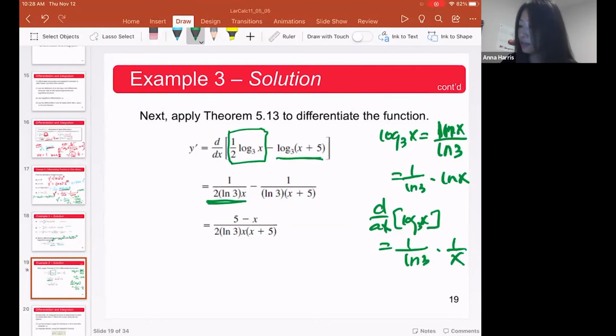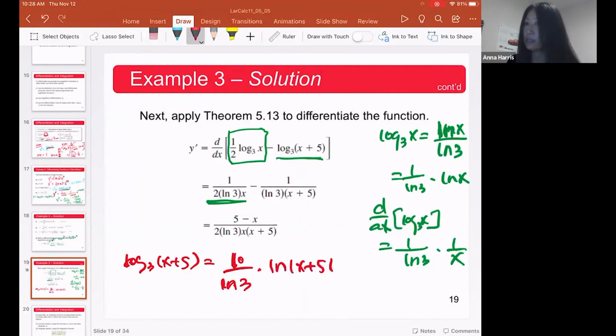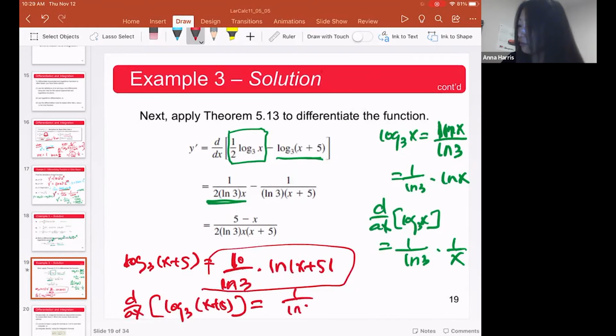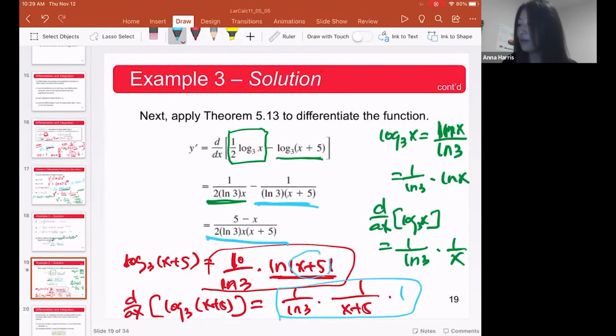Next one, you have this. Let me use a different color. So log base 3 of x plus 5 is the same as 1 over natural log of 3 times natural log of x plus 5. All right, so I'll take a derivative of that. It's the same as taking a derivative of this, right? So we have a 1 over natural log of 3. It doesn't change anything. And the derivative of this is 1 over x plus 5, and the derivative of x plus 5 is just 1. So you have this, as you can see. So you combine them, then you get this.